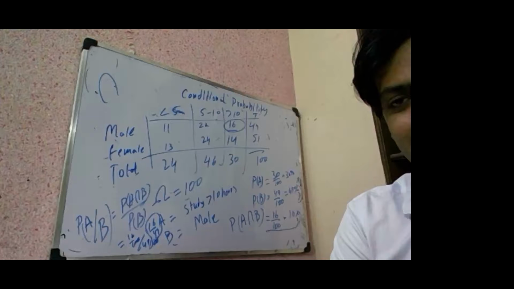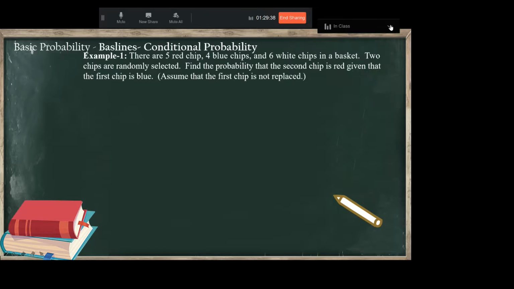So the sample space consists of 49. So now you understood.